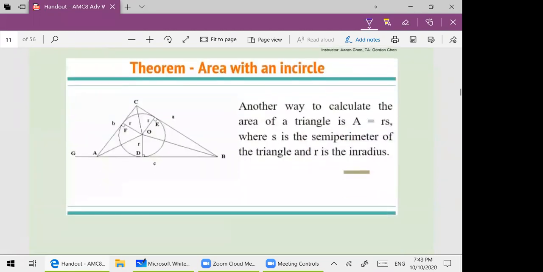Now, here's a theorem about the area with the incircle. So it says that A equals RS. And you can prove it pretty easily.